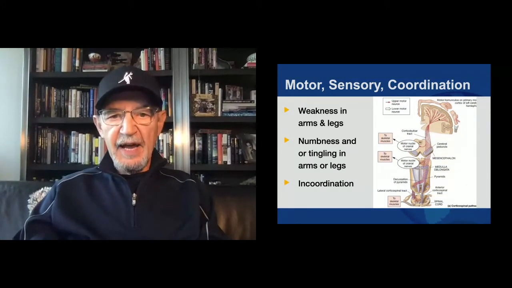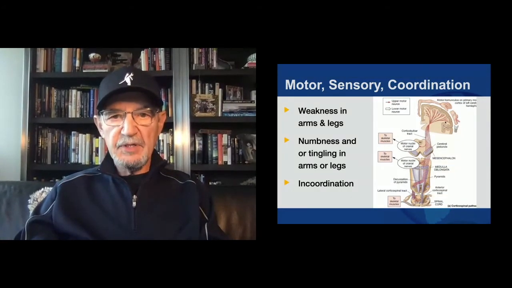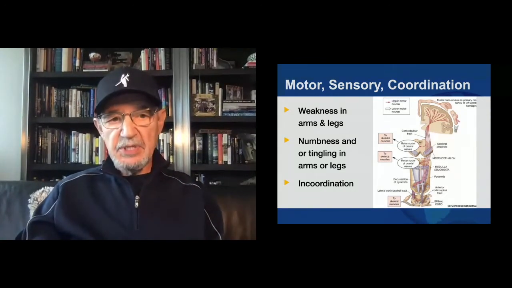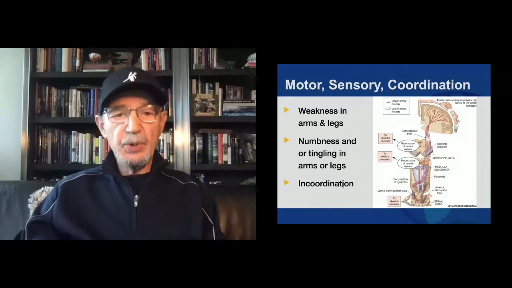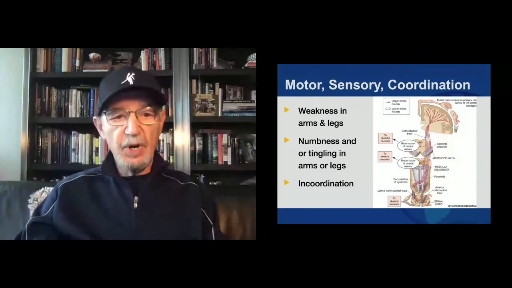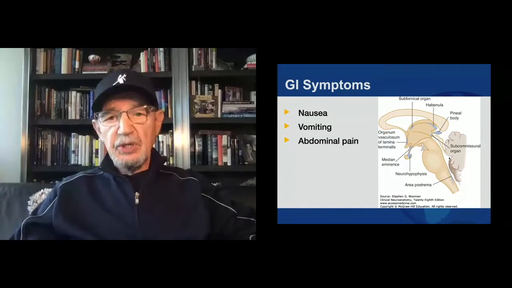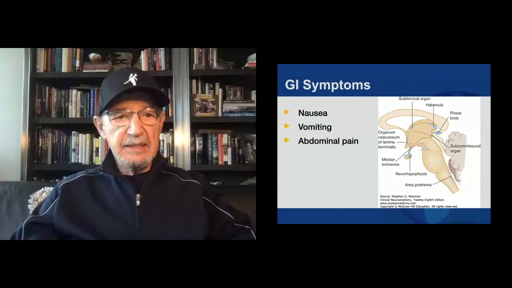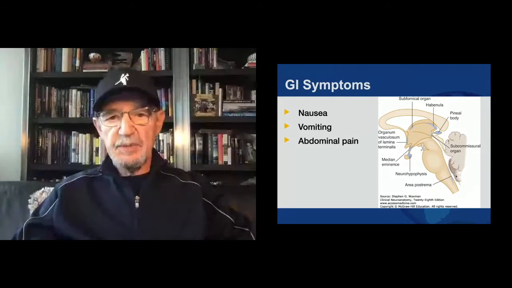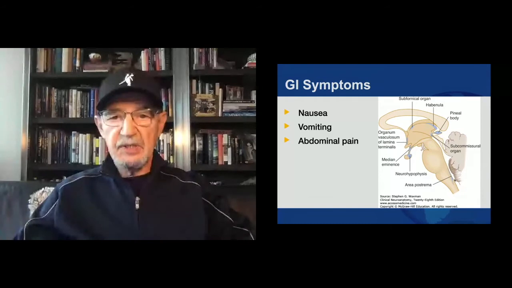Of course, the long fibers here are the motor fibers, our control of arms and legs, and they of course have to run in the brain stem itself, so people can complain of weakness, numbness or tingling in the arms or legs, or in coordination, which can also be in part due to the cerebellar function. And also relatively common is nausea. Vomiting can occur, and in some patients, abdominal pain. And sure enough, the vomiting center is just underneath the tonsils, and it obviously gets compressed and dysfunctional.